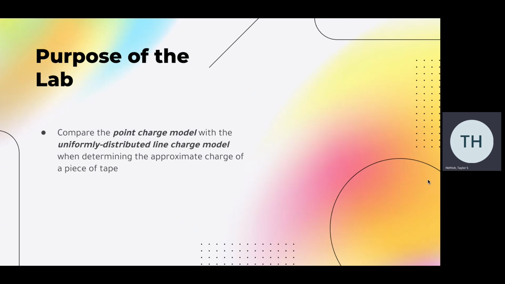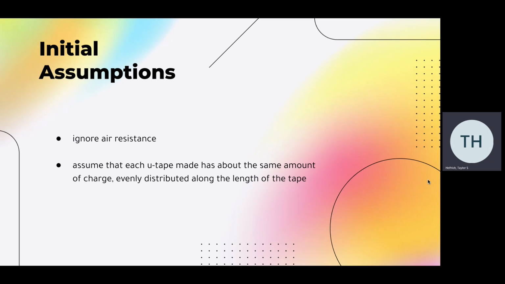So the purpose of the lab is to compare the point charge model and the line charge model when determining the approximate charge of a piece of tape. Some of the initial assumptions are to ignore air resistance and assume each U-tape has the same amount of charge evenly distributed along its length.